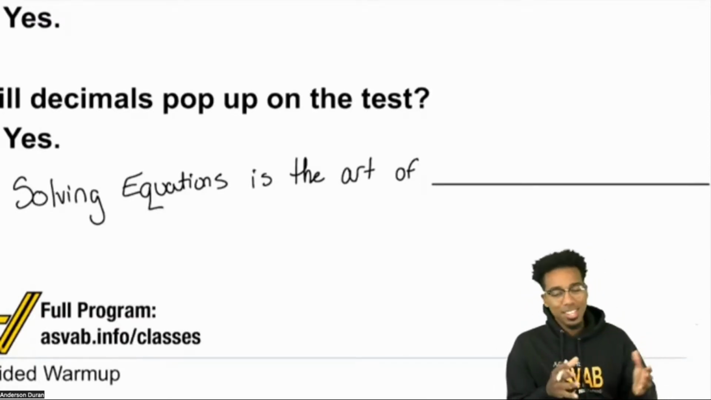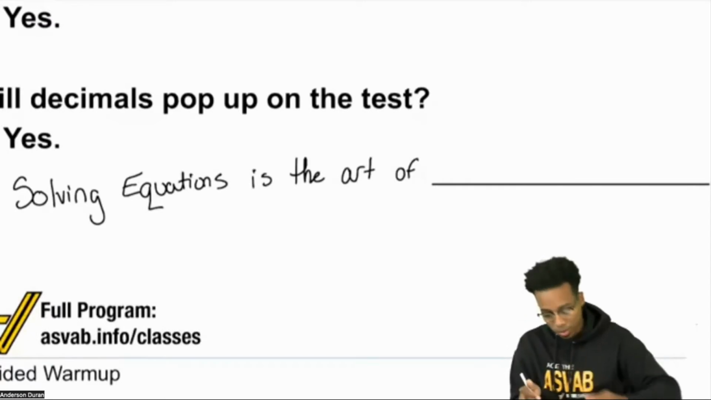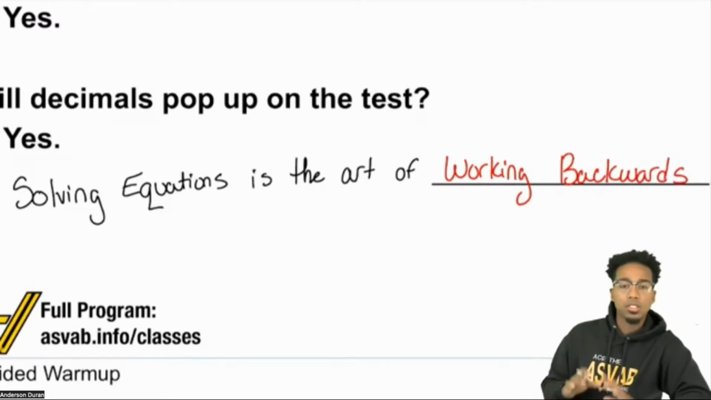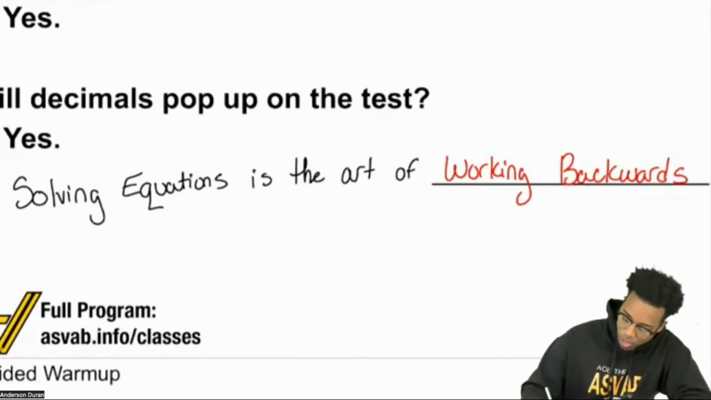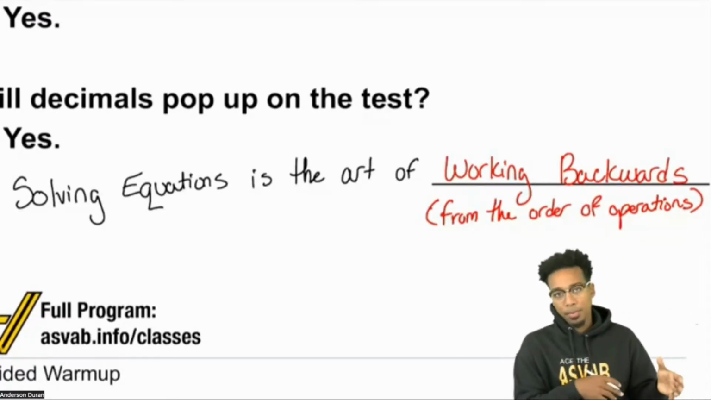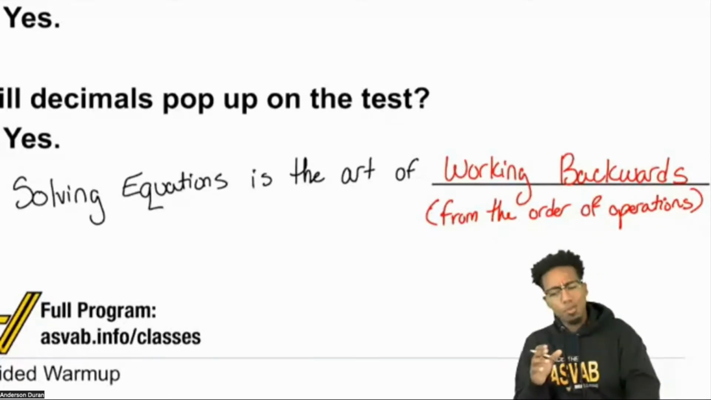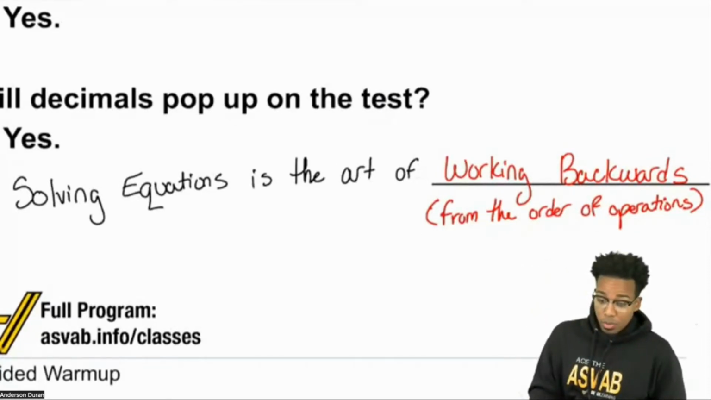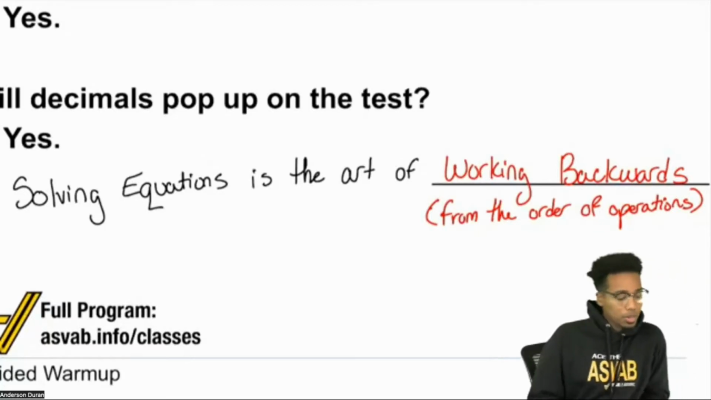I want everybody to know this. When you're solving equations, you are working backwards, okay? Art of working backwards. And what I'm going to put in the parentheses, so this is new for everybody, including those in my program: solving equations is the art of working backwards, and in parentheses, I'm going to write from the order of operations. Okay, that's what solving equations is all about. Just keep that thought in your head. You might be asking, what do you mean backwards order of operations? I got you. I'm going to give you just a few more seconds to write that down, and then we are going to move forward.